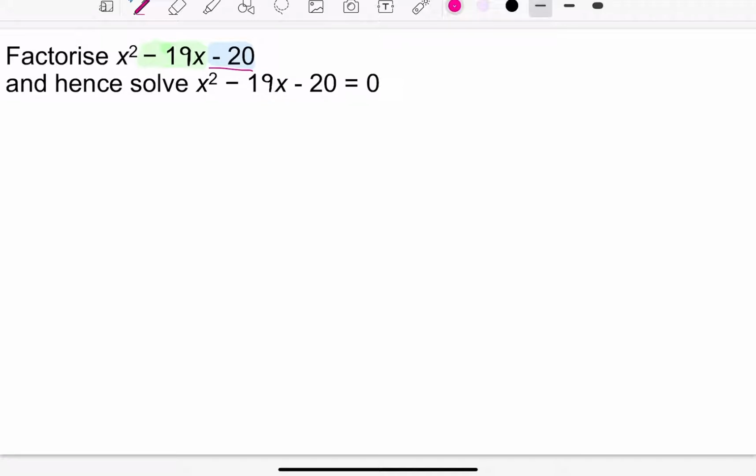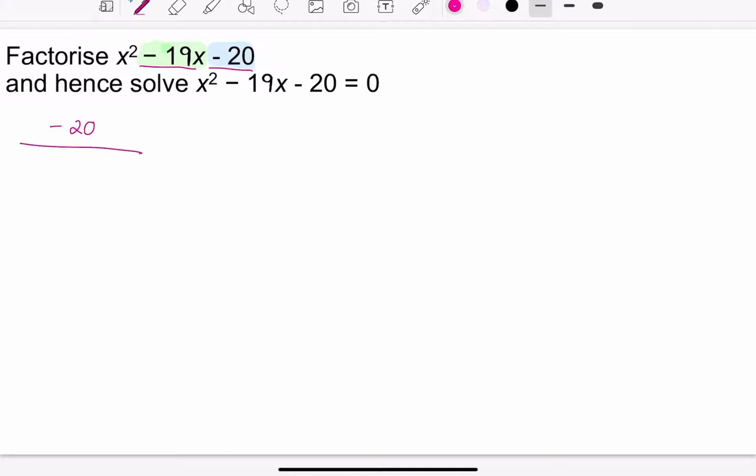And then we need to look at our middle part, our x coefficient, because the two numbers are also going to add to give us this value. Remember to take the signs with them. It's really important, as the signs can make a lot of difference. So the first thing you're going to do is list the factors of minus 20, or whatever your end number is.